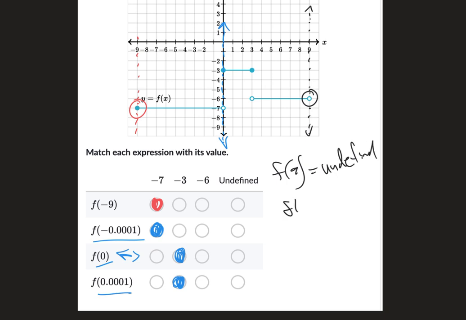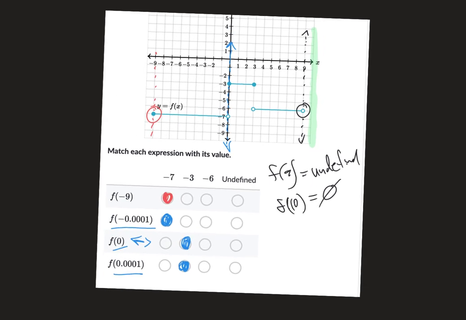Same thing for f of 10. There's literally nothing going on at 10 here. We can tell that just by looking at it. There's just nothing. And so that would also be undefined. You could also write undefined like this. That's fine too. There we go. All right, there's a couple examples. Hopefully that helps.